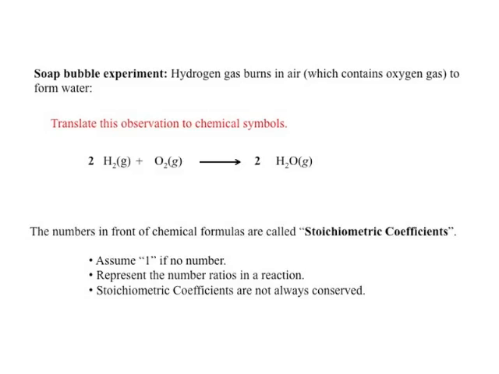And that's okay. What needs to be conserved is the number of atoms for each element. In this case, again, you have 4 hydrogen atoms and 2 oxygen atoms on both sides of the equation. Let's move to the next slide.